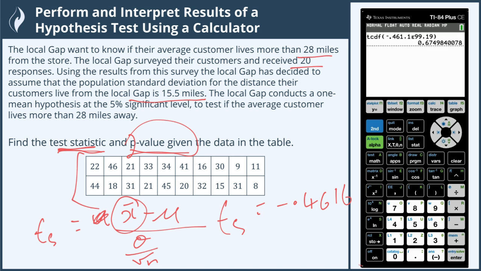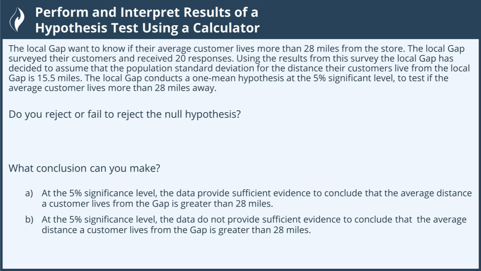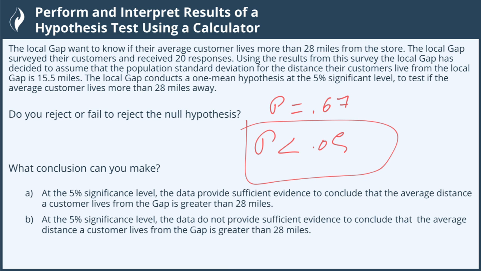So we have determined that the p-value is 0.6749. Now, what do we do about our hypothesis? Do we reject or fail to reject? Well, let's recap, right? We know that our p-value is equal to 0.67. And the rule says if the p-value is less than 0.05, then we reject. In our case, our p-value is actually greater than, so we fail to reject.